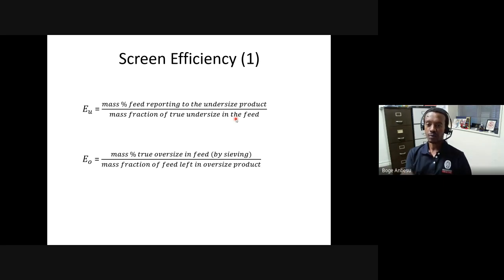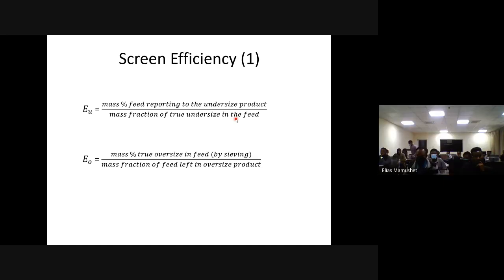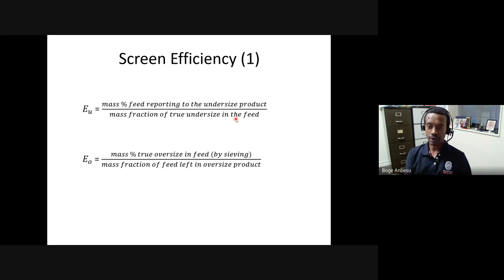But in reality, some of the undersized will go with the oversized material because you probably have blocked the screen. Instead of passing through the screen, some fine material will still report with the oversize. So you can't collect 100% of the fine material in the undersized fraction. That's why we can just track undersize in the product and undersize in the feed, and we can work out the percentage and determine the efficiency.